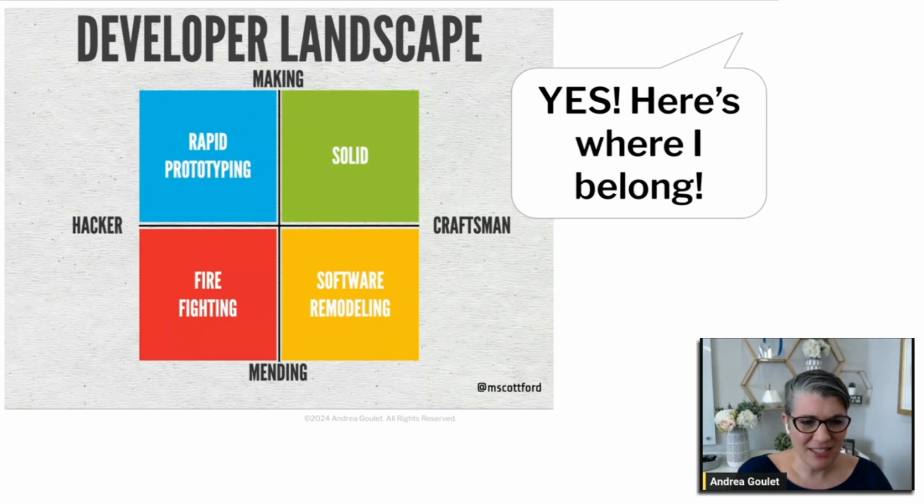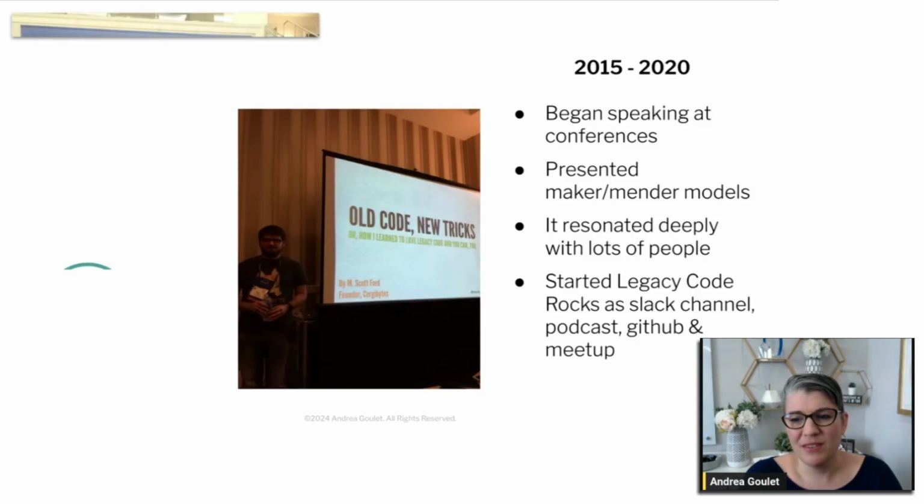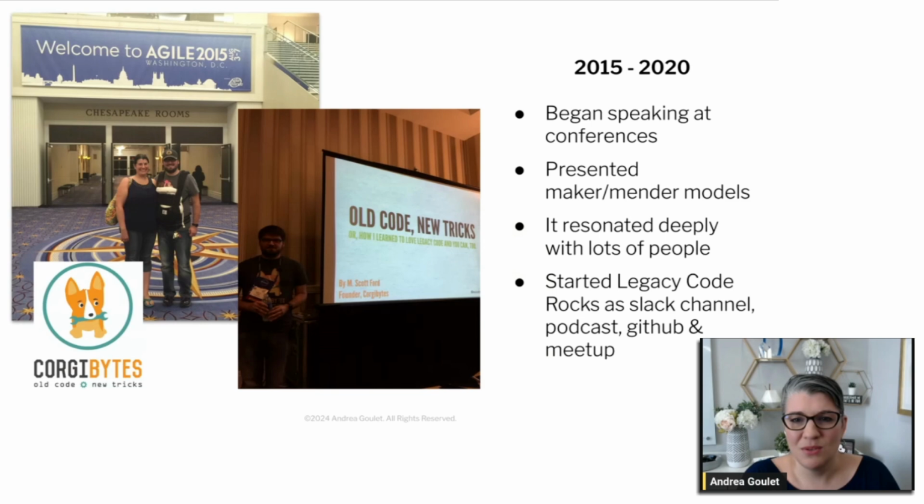So we had figured out these things. They were starting to work. And then in 2015, we went to the Agile 2015 conference.